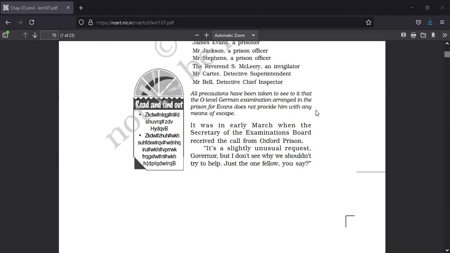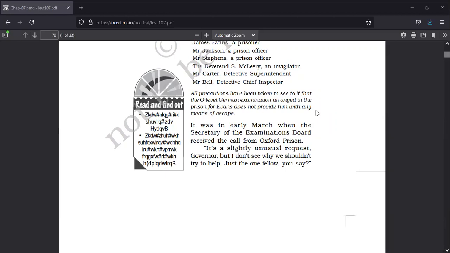So all precautions have been taken to see to it that the O-level German examination arranged in the prison for Evans does not provide him with any means of escape. You understand that? So the 6 month course was over, and of course the tutor also asked him something, it was just missing, and he knew very well he would not pass, and of course he also said something, and he was leaving that particular prison campus.